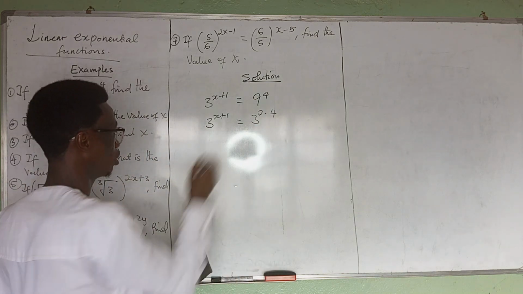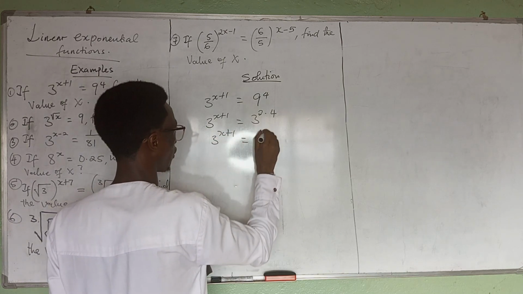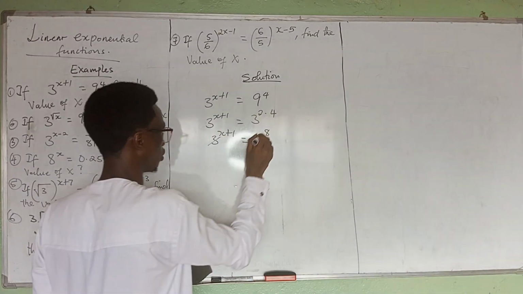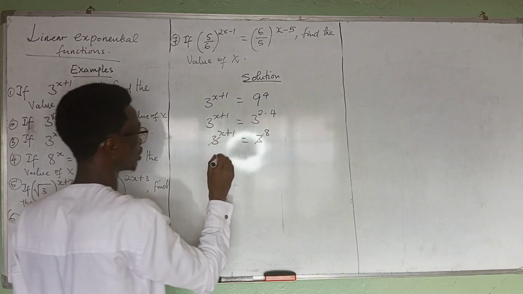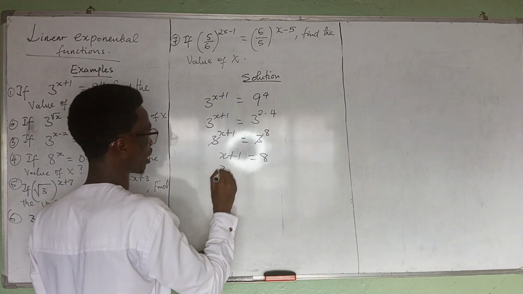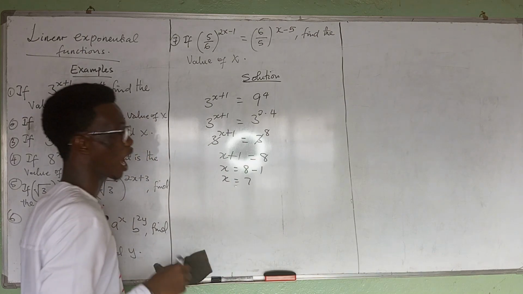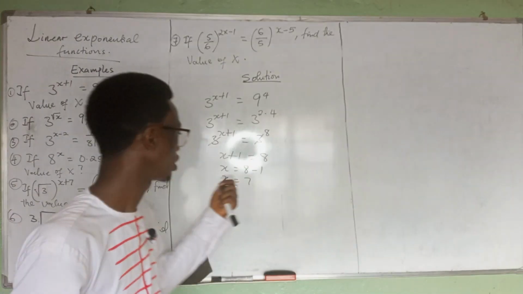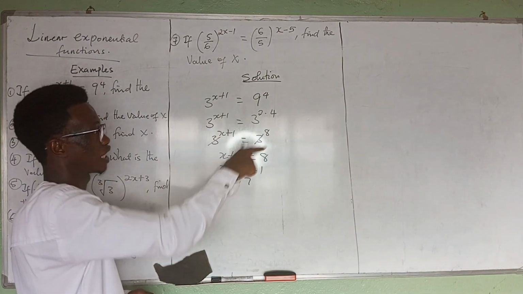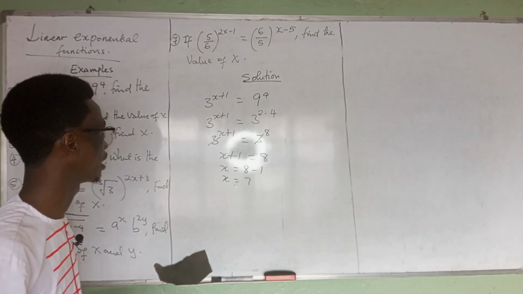Your next step is to multiply, so this becomes 3 raised to the power x plus 1 equals 3 raised to the power 8. Now you have the base being the same, they cancel each other. We are left with, now we equate the index, x plus 1 equals 8. You need x, so x equals 8 minus 1, so x equals 7. And always in terms of equations, because the left hand side equals the right hand side, if you plug this value in, you will get the same on both sides.